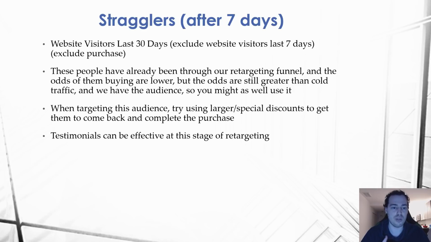So it's going to be just website visitors in the last 30 days, but we're going to exclude people in the last 7 because people in the last 7 are obviously already being targeted by other ad sets. And we're also going to exclude purchase. Now, I don't go as in depth with the stragglers, as I like to call them, because these people have already been through our retargeting funnel. So I'm not going to send them through another duplicate retargeting funnel because they've already been through it within the first 7 days. So I'm not going to send them through the same thing again.